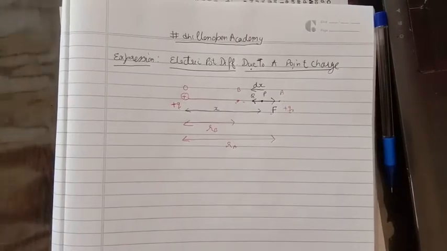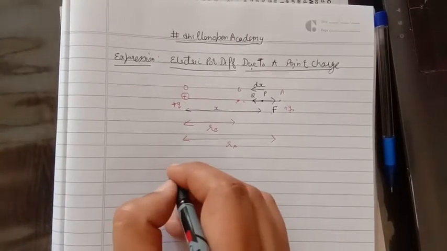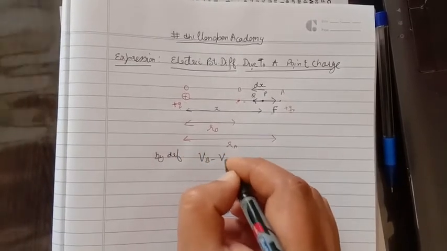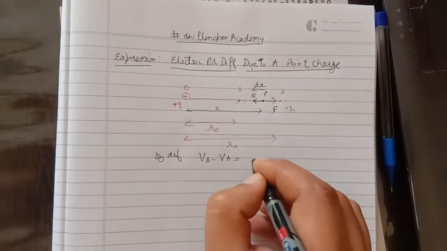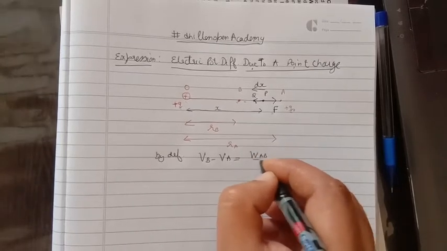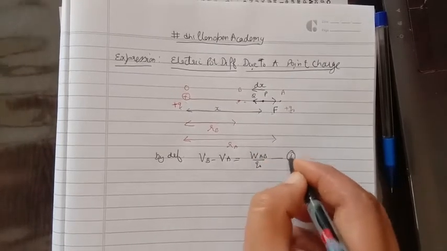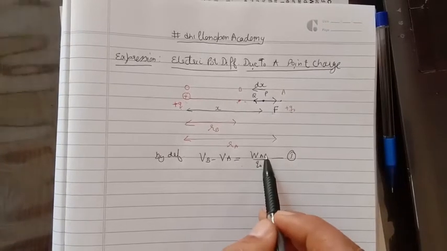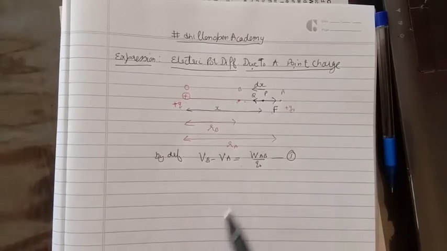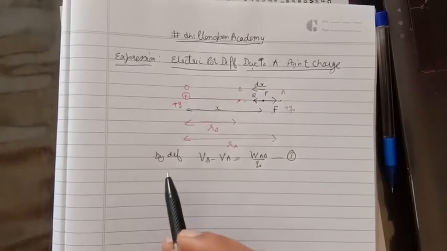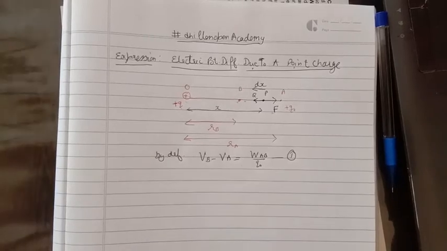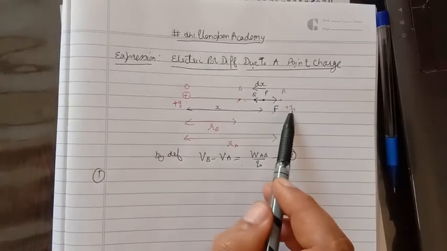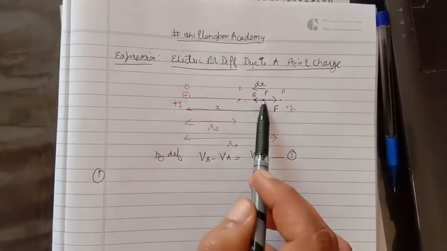Now in order to find the electric potential difference, by definition we know that the potential difference between the two points will be VB minus VA equal to WAB divided by Q naught. This is our first equation. So in order to find the expression, we just need to find WAB. To do that, we are going to follow the definition of work done as force into displacement. So first step, what is the force experienced by Q naught due to Q when it is at point P?